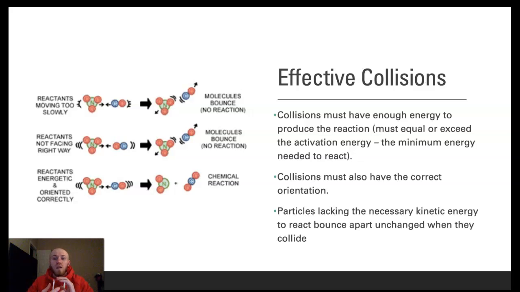Collisions must also have the correct orientation. If we look over here on the left-hand side, they have to hit where the bonds are going to form. So you need the correct orientation for those favorable bond formations. Also, particles lacking the necessary kinetic energy to react bounce apart unchanged when they collide. So you need the kinetic energy to be sufficient to provide the energy that may be required for the reaction to occur.